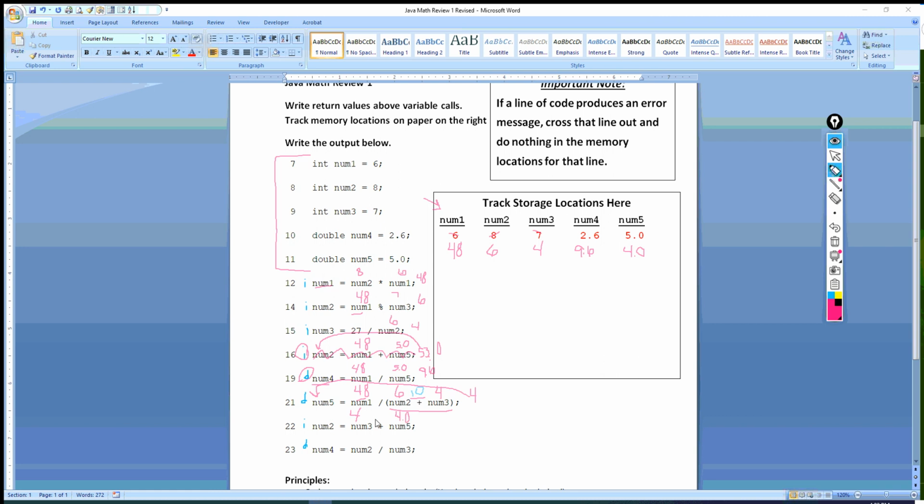One of the operands is a double, so the result has to be a double. So 4 plus 4.0 is not 8, it's 8.0. And now we're going to take this 8.0 and we're going to store it in num2. However, num2 is an int, so doubles are bigger than ints, so they cannot fit inside of the int. So this is going to get an error message, incompatible types. And so then we cross that line out and don't do anything in the memory locations.